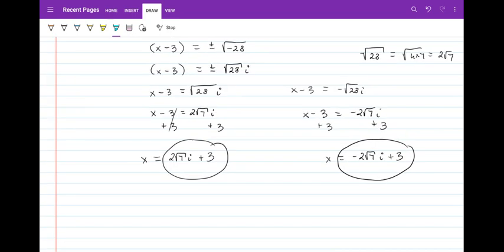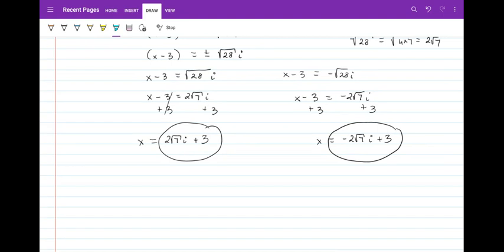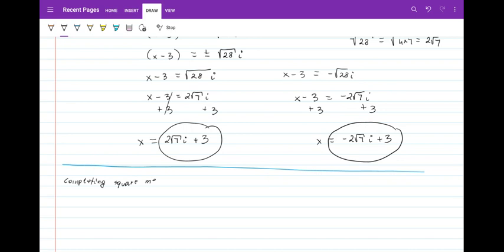So the last method of solving quadratic equations is solving by the completing the square method. This method is important actually when we talk about circles. I'm going to explain how to use that method based off an example.